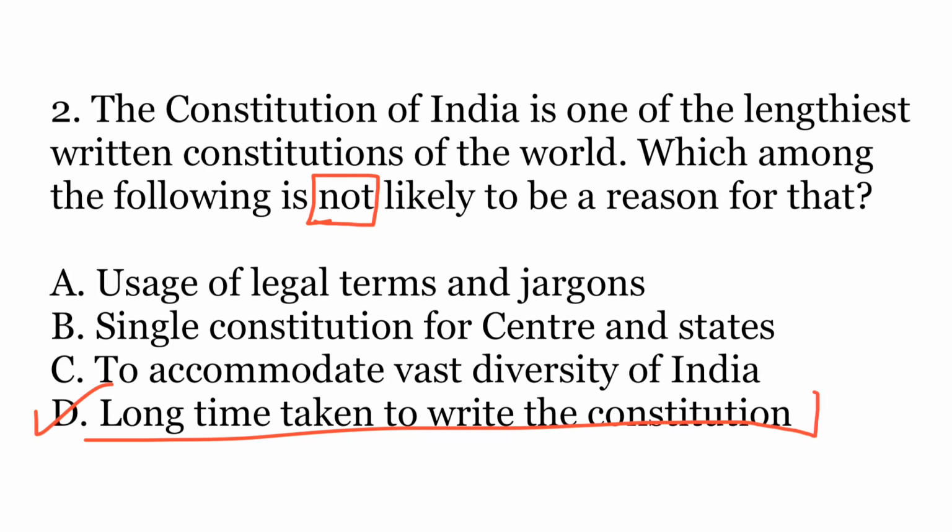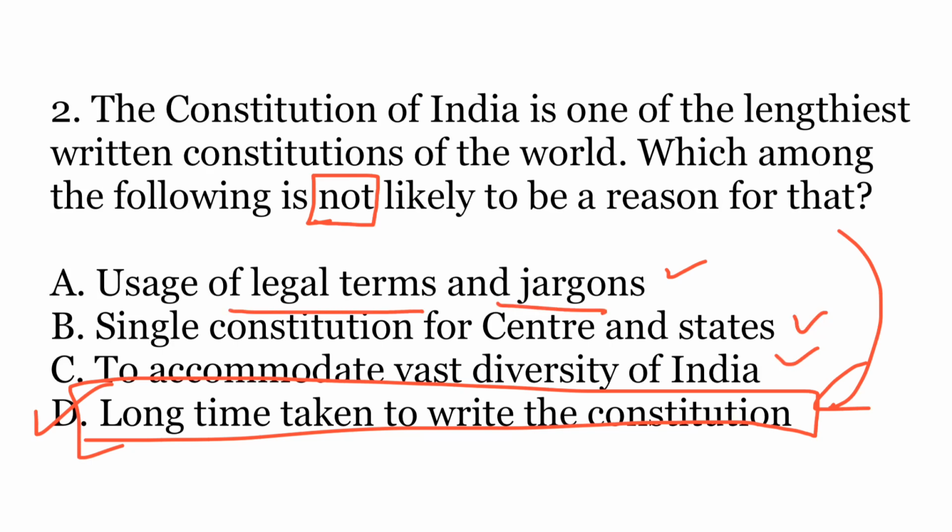Long time taken to write the constitution. So this is not actually the reason for the lengthiest constitution. Since the constitution is lengthy, that is why it took a long time to write. So it is the other way around actually. All other three reasons are correct. There are a lot of legal terms and jargons used in the constitution, like prorogation and summoning, and other legal vocabulary. There are two reasons for that. First is that it is a law, and a law is supposed to have that type of language so that it cannot be interpreted in more than one way, which is easier for the courts to interpret. Secondly, because the Constituent Assembly had a lot of persons from legal background.